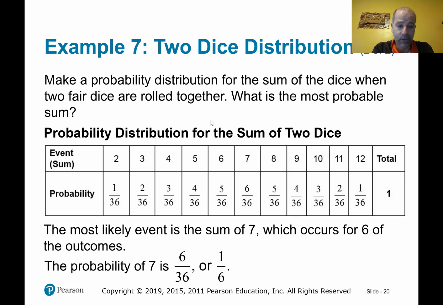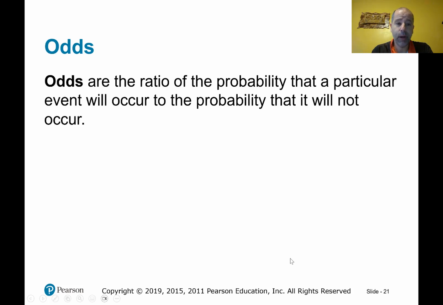Because you take all of the frequencies, or all of the outcomes rather, that give you each event, right? And you just divide each one by 36, and that gives you the theoretical probability for each one. And so notice how they all add up to 1. And so the most likely outcome is going to be 7, because that has the highest number of outcomes. Okay, so that one gives us a probability of 1/6. All right, so that's how we do a probability distribution.